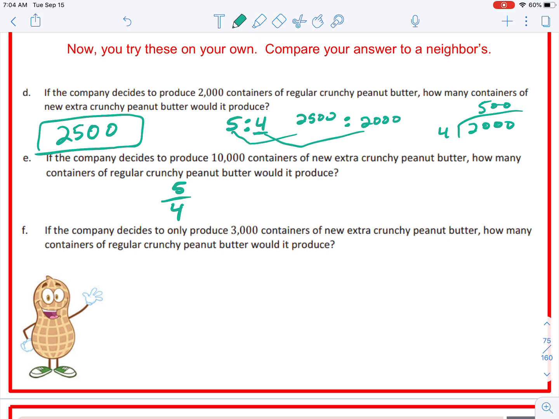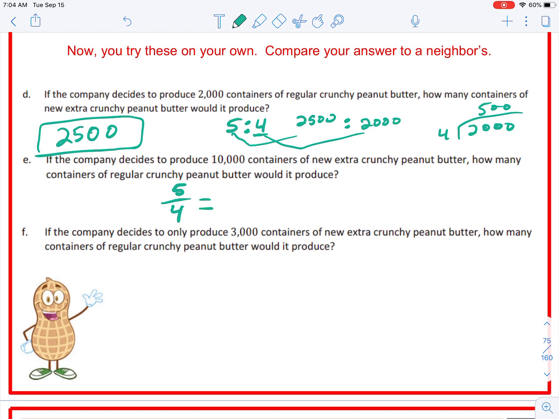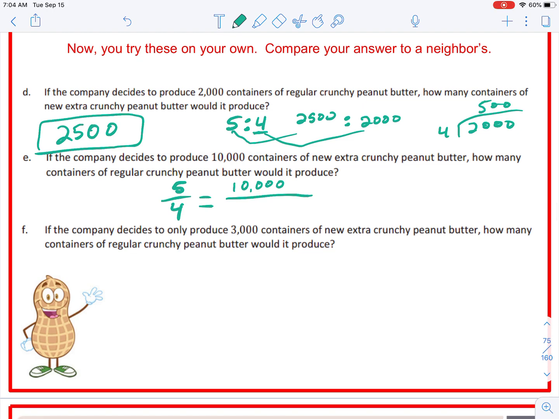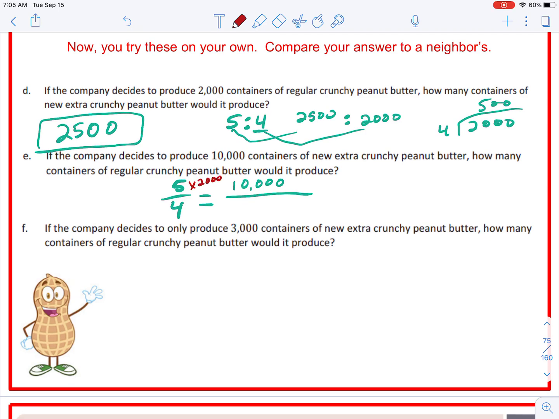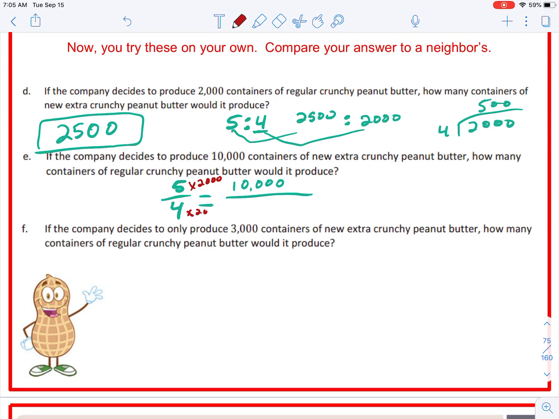Now look, if the company decides to produce 10,000 containers of new extra peanut butter, how many containers of regular peanut butter would it produce? Well, what times 5 equals 10,000? What do I have to multiply to 5 to get 10,000? If you did 2,000, that would be correct. 5 times 2,000 equals 10,000. So what's 4 times 2,000? 8,000. So we would have to produce 8,000 regular.